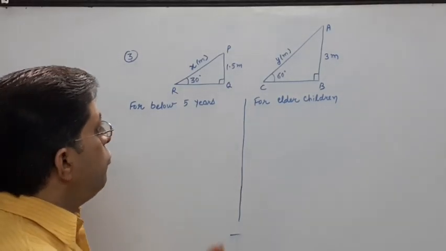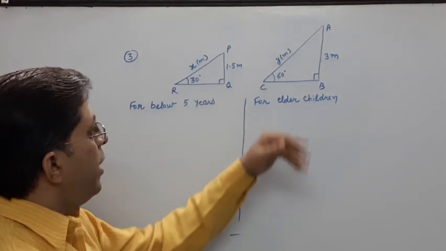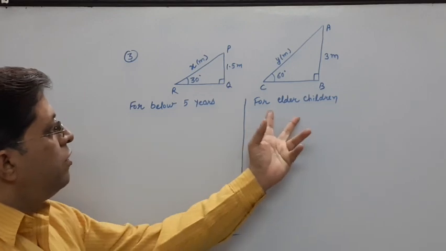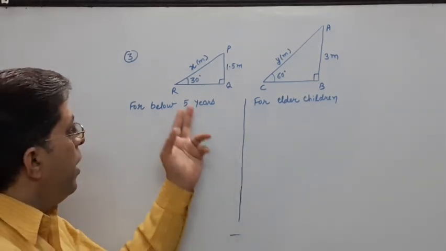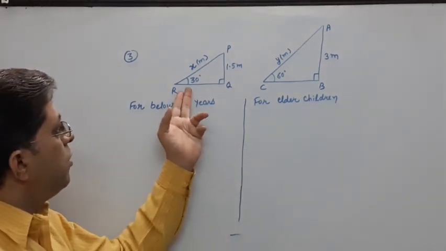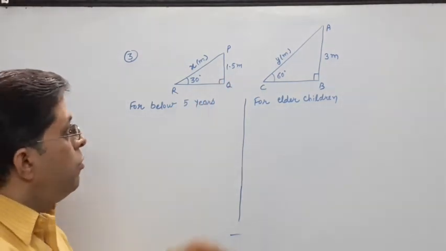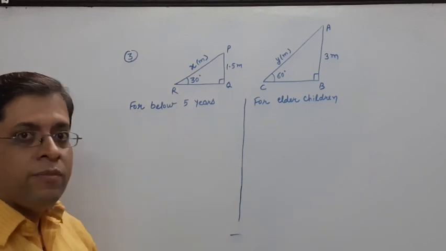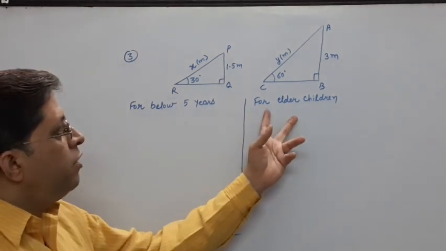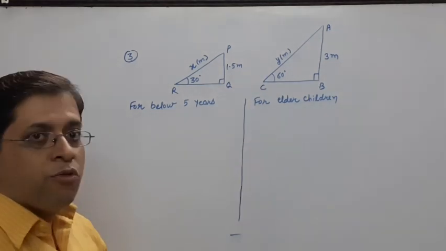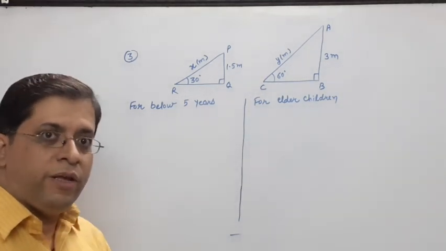According to the question, we have two slides. One slide is for children below 5 years and the other is for elder children. For below 5 years, the angle is 30 degrees and the height is 1.5 meters, and you have to find the length of the slide. Similarly, for elder children, the height is 3 meters, the angle is 60 degrees, and you have to find the length.